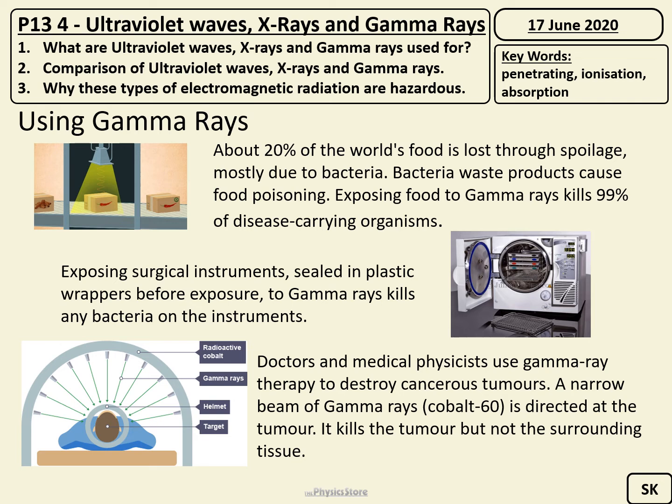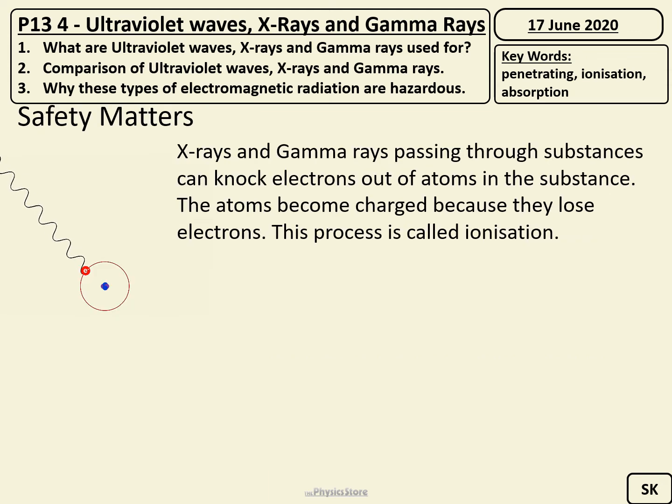So again, most students know the fact of gamma rays destroying cancerous tumours. They tend to forget the uses of surgical instruments being cleaned by gamma rays and the fact that they're used on food as well. So again, if you're asked for 2 uses of gamma rays, make sure you've got 2 that you remember the best. Most people, as I said, remember the one of it destroys cancerous tumours.